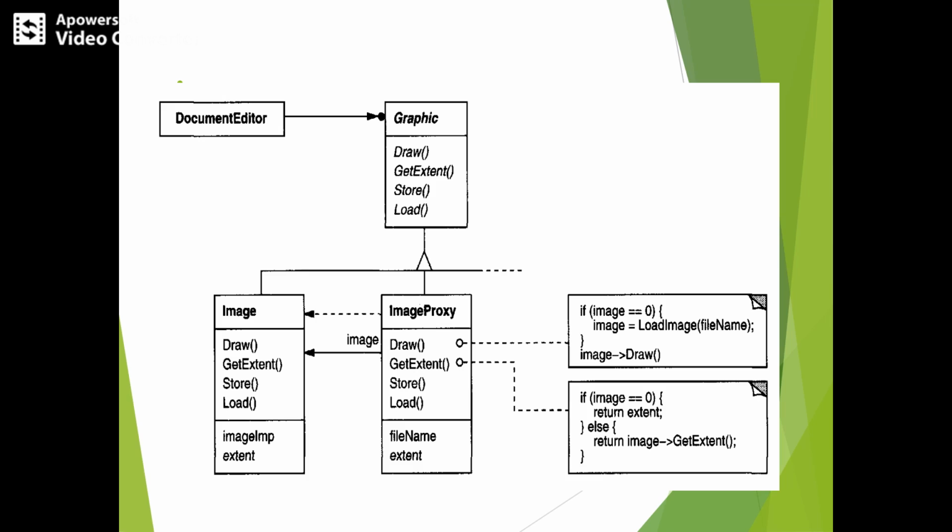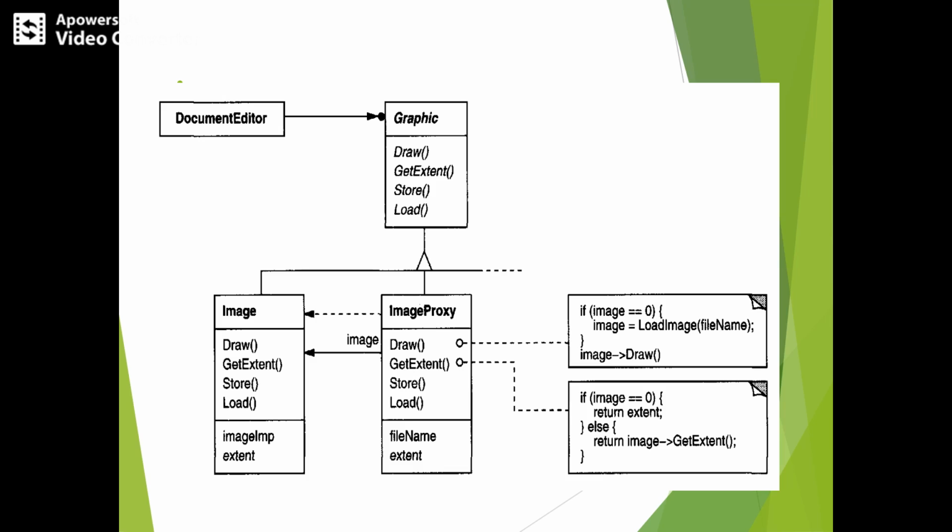One point we need to consider is that the document editor always accesses the embedded image through the interface defined by the abstract graphic class, usually an abstract class. Image proxy is a subclass for images that are created on demand, whenever required. The image proxy maintains the file name, a reference to the image on the disk.